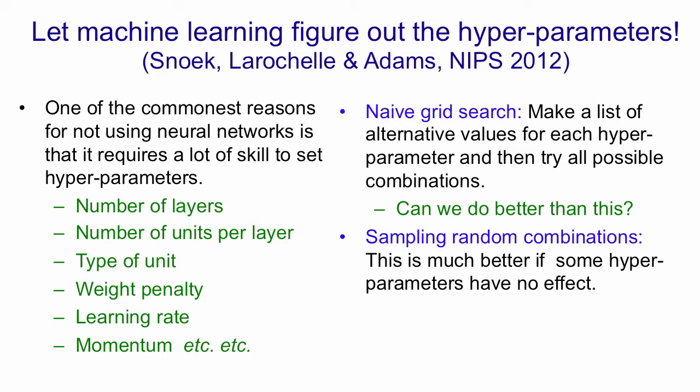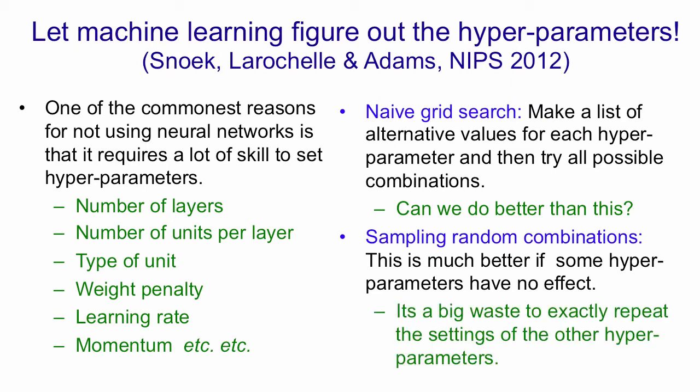The reason that's better is because some of the hyperparameters won't have much effect, and others will have a lot of effect. And what we don't want to do is exactly repeat the settings of the hyperparameters that have a lot of effect for different settings of hyperparameters that don't have much effect. We don't learn much that way. In a grid search, you'll have several points along each axis that are identical for all the other parameters. And so if moving along that axis of the grid search makes no difference, you've replicated the same experiment many times and haven't learnt anything about the other parameters.